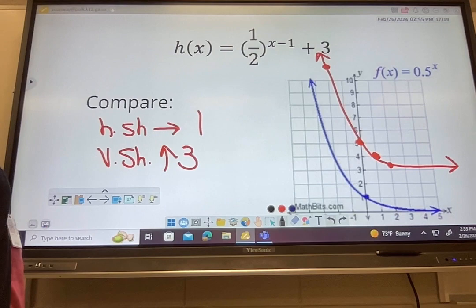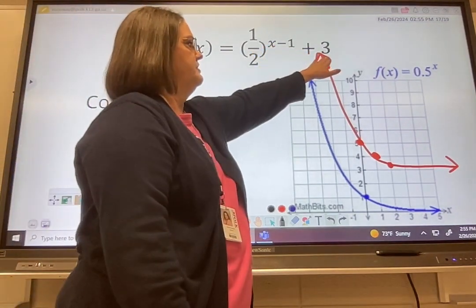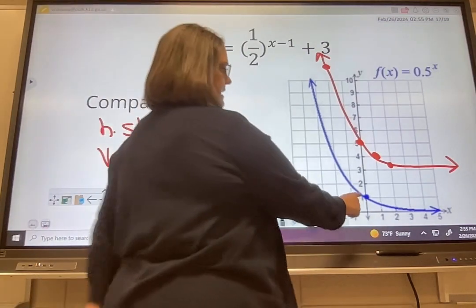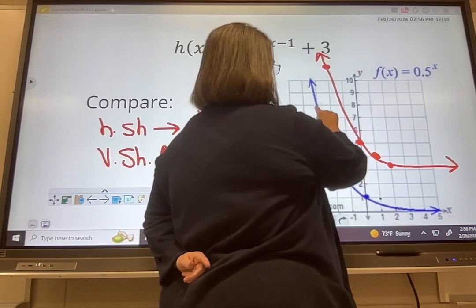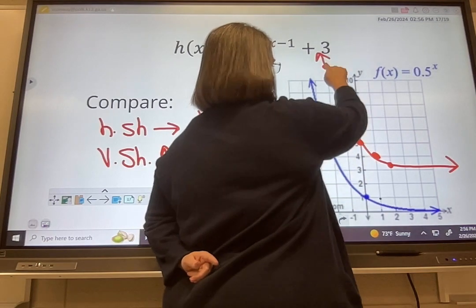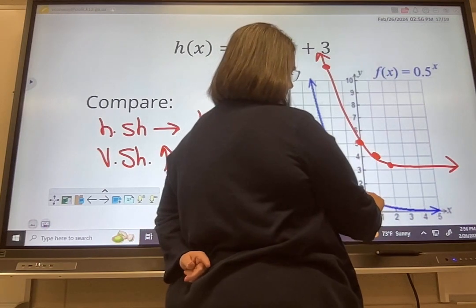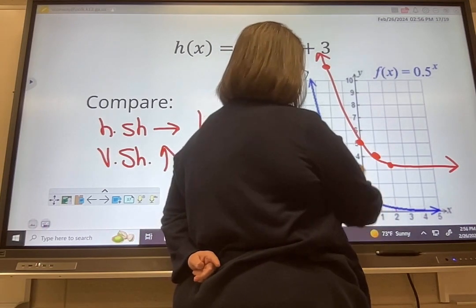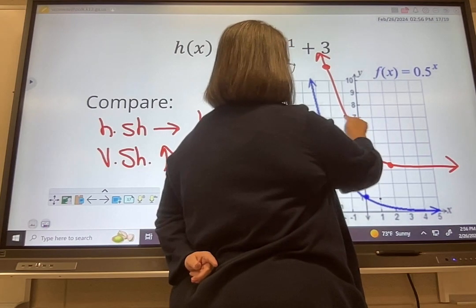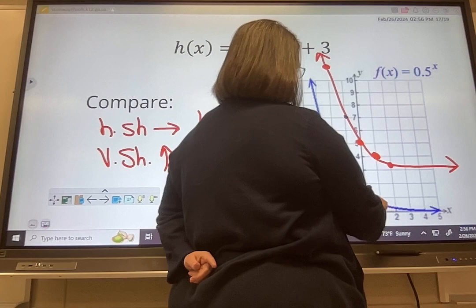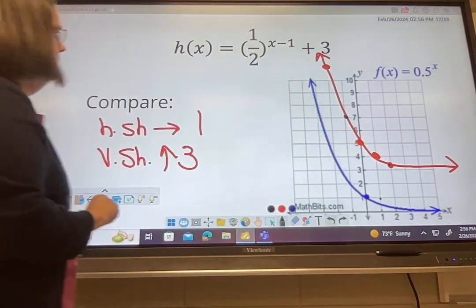This one has both. I am horizontally shifting to the right 1 and vertically shifting up 3. So I found myself a point, I went right 1 and up 3. I found another point right here, right 1 and up 3. And then I did this one here, I did that one already, and this one, right 1, up 3, there would be this one. And then this one here, right 1, up 3, right there. And make yourself your new graph.